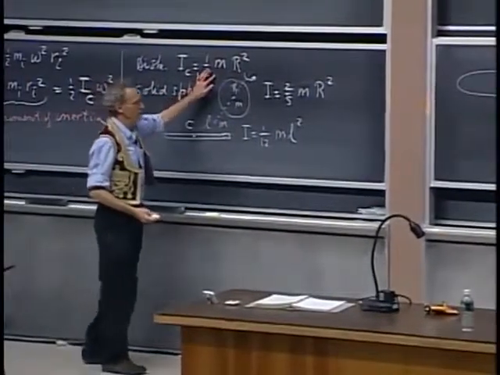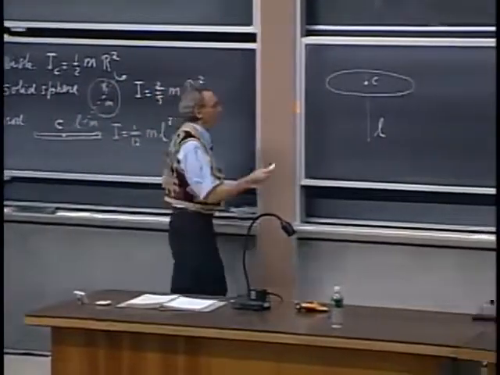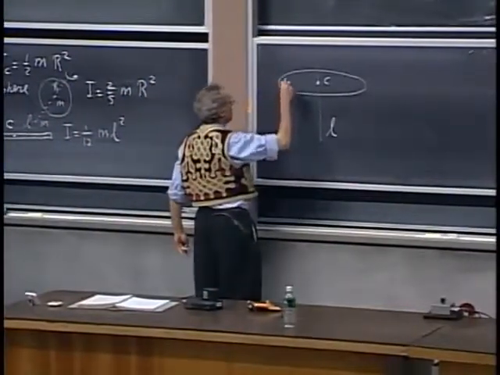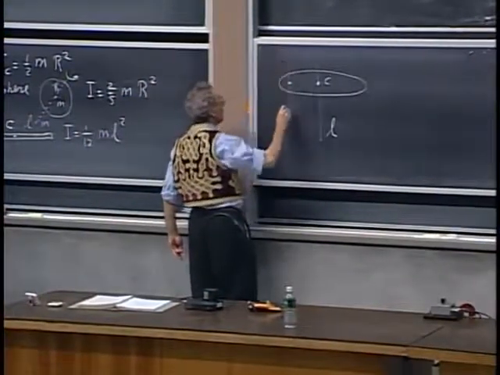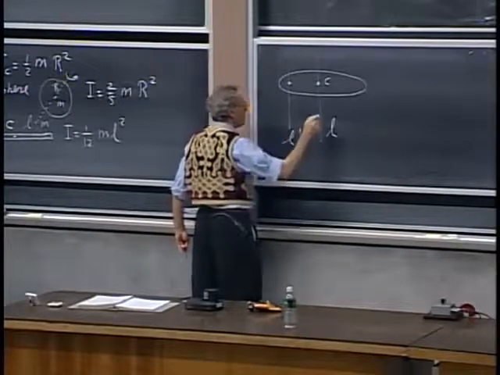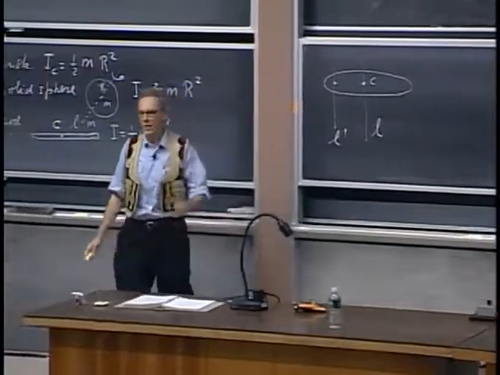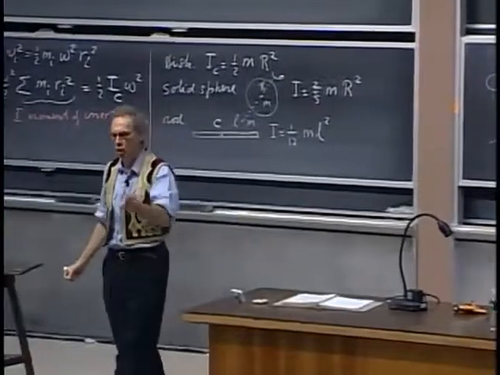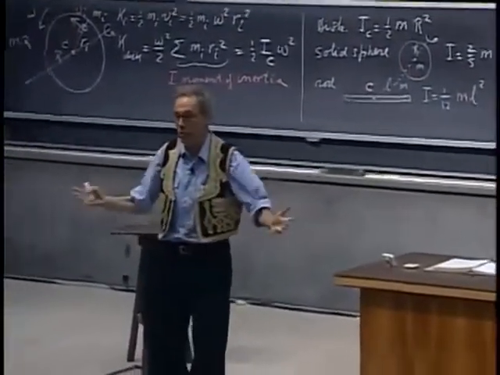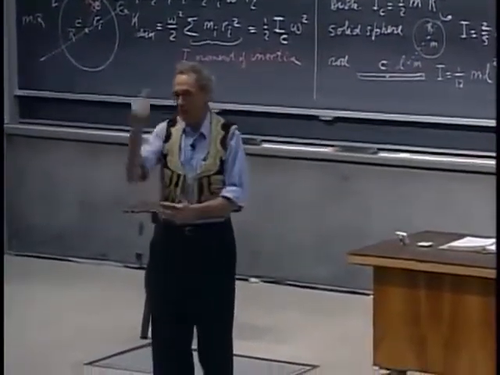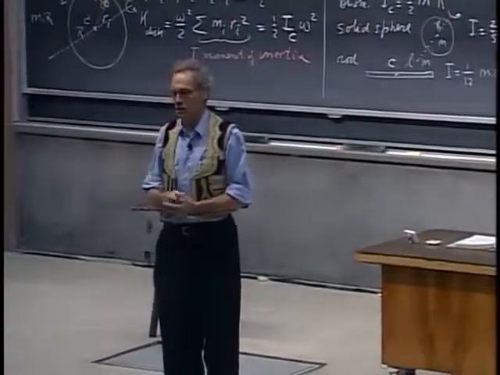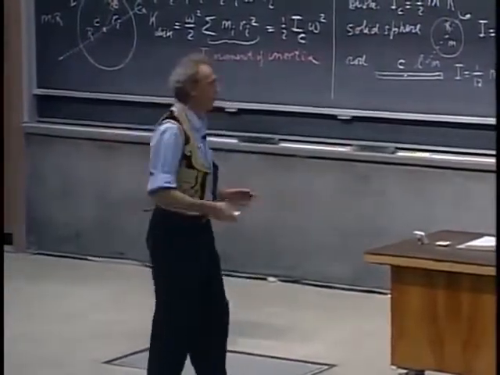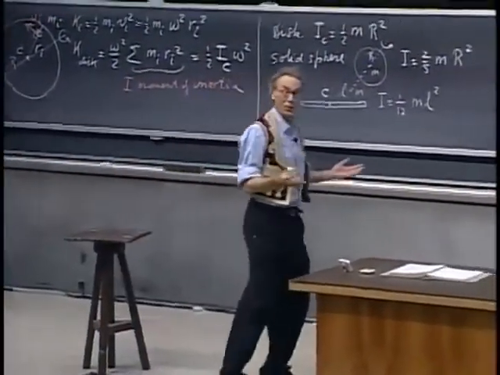This is the moment of inertia. But now, I'm going to drill a hole here, and I have here an axis, L prime, which is parallel to that one. And I'm going to force this object to rotate about that axis. I can always do that. I can drill a hole, I can have an axle, nicely frictionless bearing, and I can force it to rotate about that. What now is the moment of inertia?